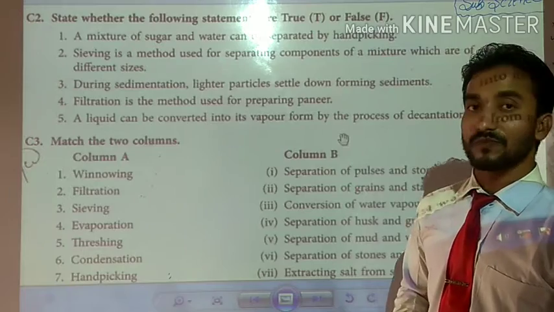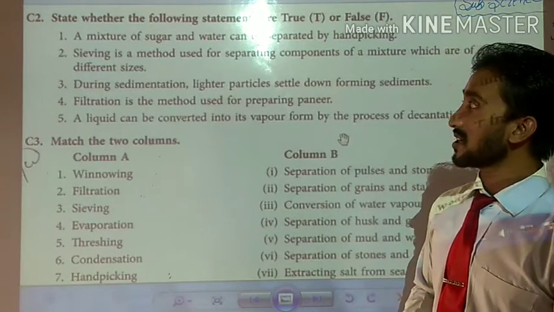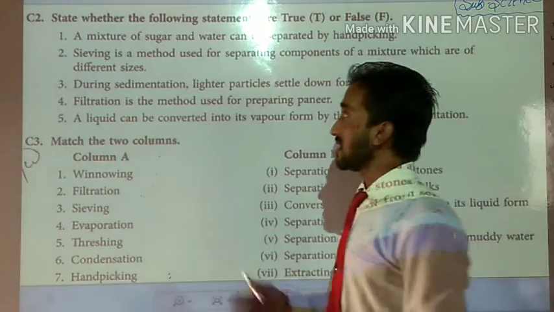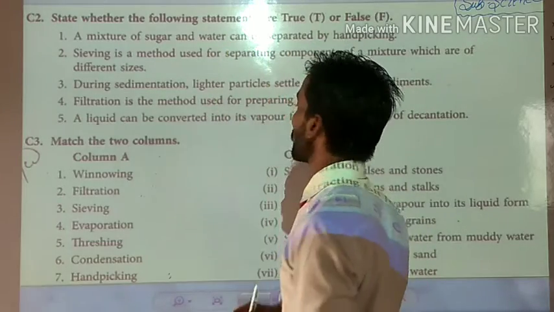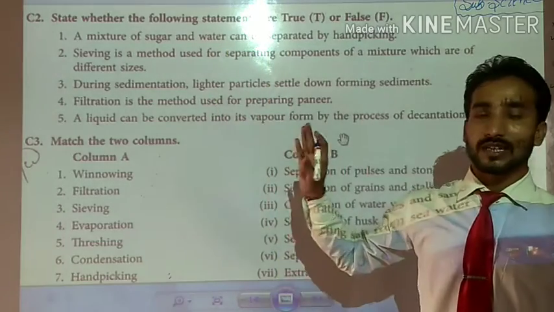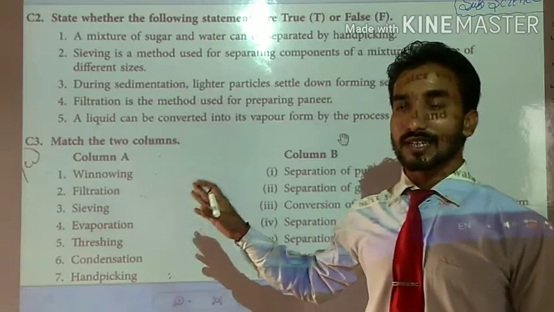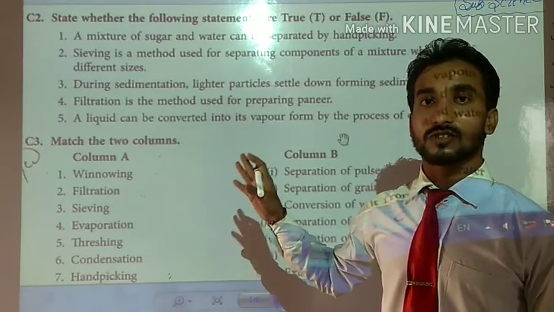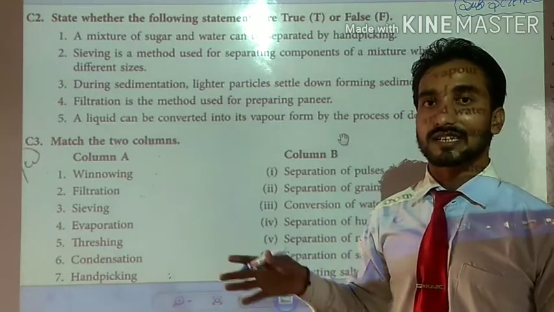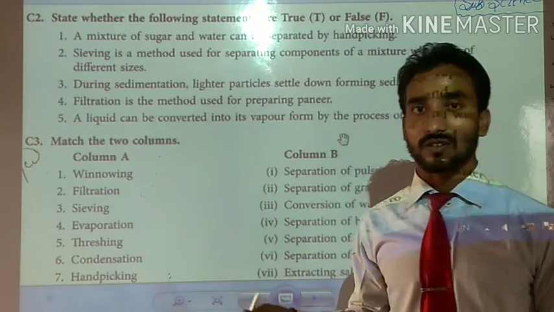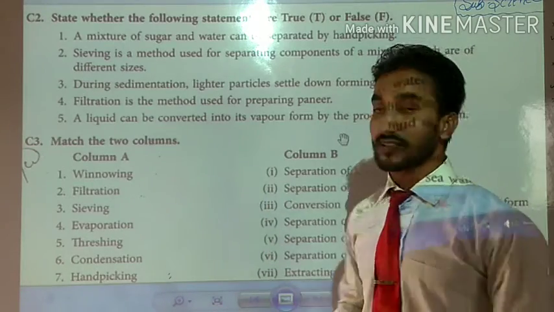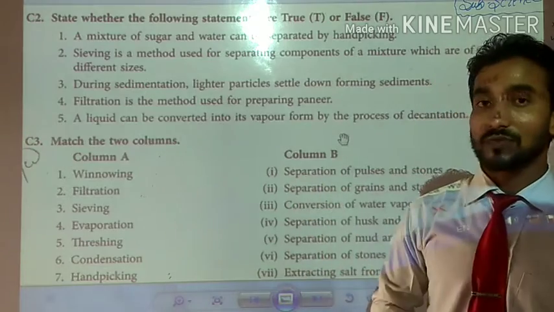So, come to the next point. The topic is: state whether the following statements are true or false. Students, this is the second pattern of question, true or false, which may be asked in the examination, and we are going to discuss it right now. This is chapter 3. First we will discuss chapter 3.